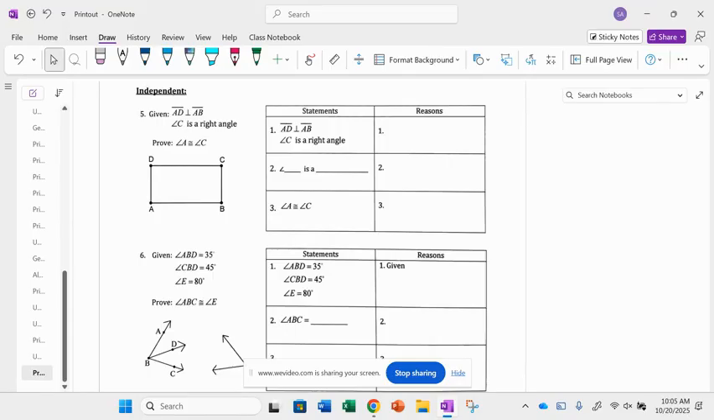Yes, there's geometry lab today, guys. Perfect.